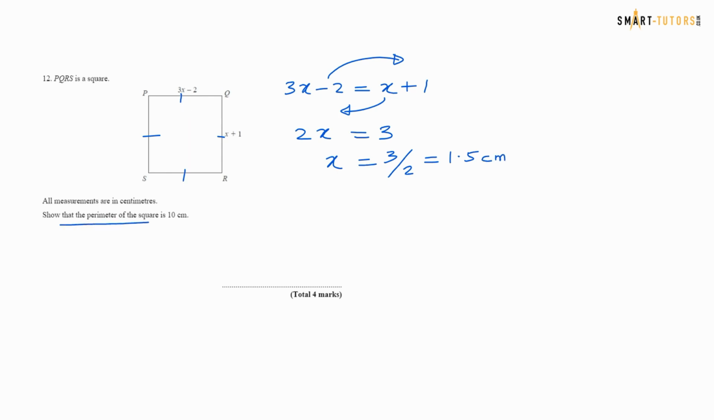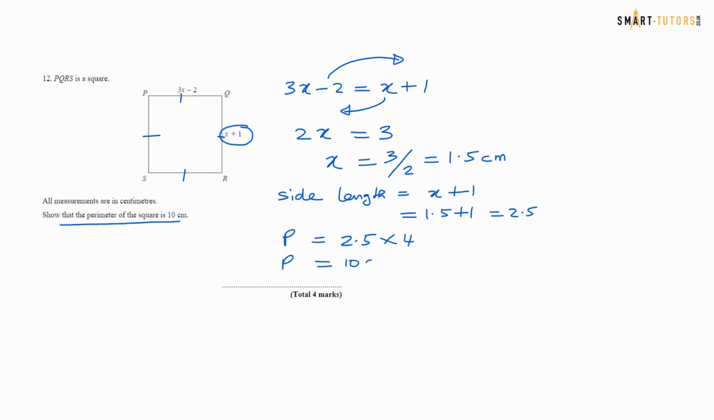Now they are asking, show that the perimeter is 10 centimeters. So if I take this length, x plus 1 is one side. So side length equals x plus 1, so 1.5 plus 1 equals 2.5. So 2.5 times 4 is the perimeter. So perimeter equals 10 centimeters. So that is the final answer.